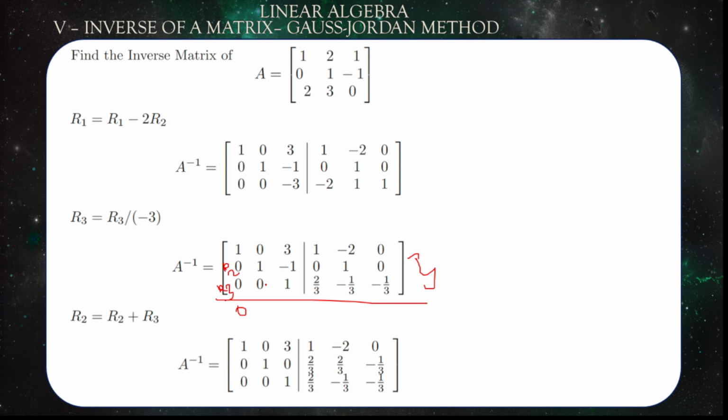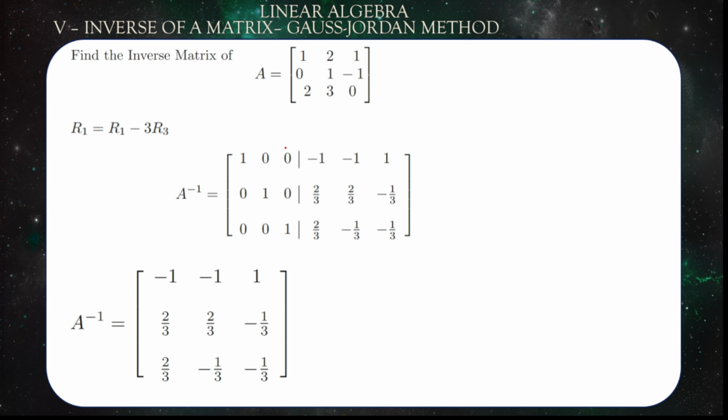So 0 plus 0, 0, 1 plus 0, 1. By the way, R2 plus R3 is placed in R2 on the second position. Okay, so 0 plus 0, 0, 1 plus 0, 1, minus 1 plus 1, 0. Then 0 plus 2/3 is 2/3. 1 plus minus 1/3 is 2/3, 1 minus 1/3, and 0 plus minus 1/3 is minus 1/3. This is the second row.